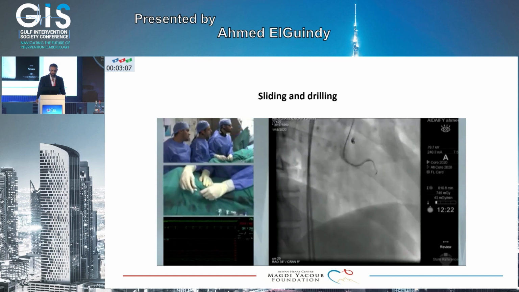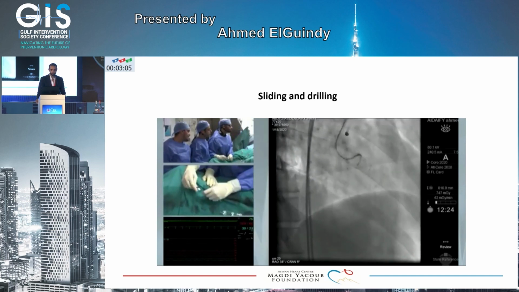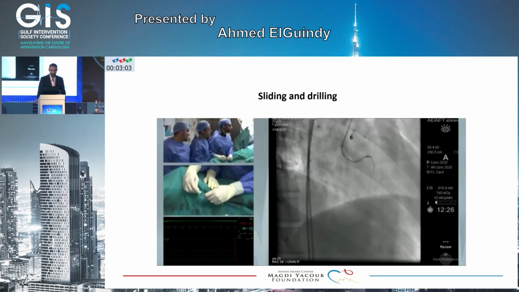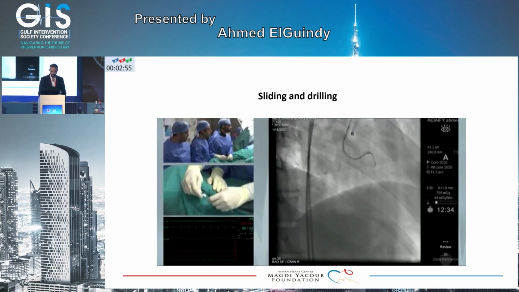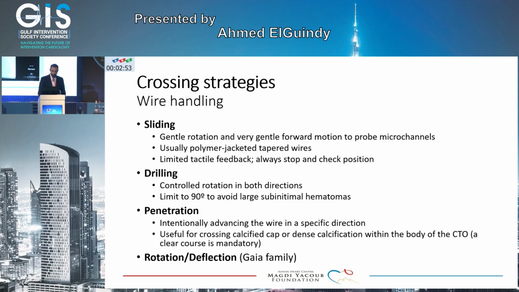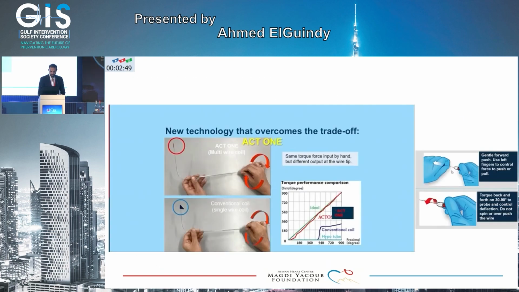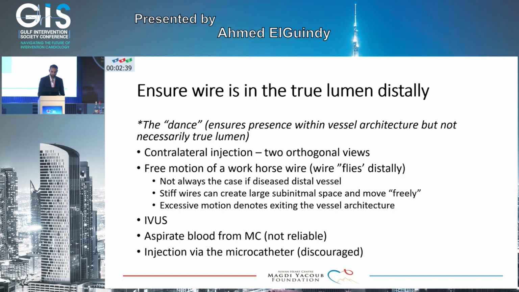You can see that we're gently probing the proximal cap and seeing where that polymer jacketed wire goes. Now, if you push with your left hand at this stage, it's just going to buckle. They don't have a lot of stiffness in them. So again, this is how the Act 1 technology within the Gaia family allows for perfect one-to-one control. This is what you see on the top panel.